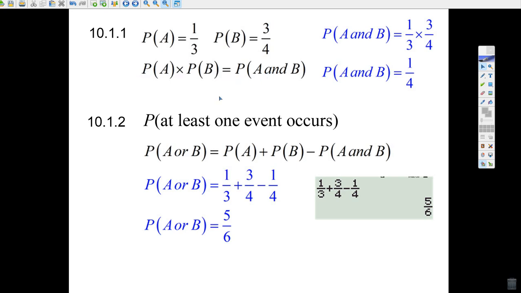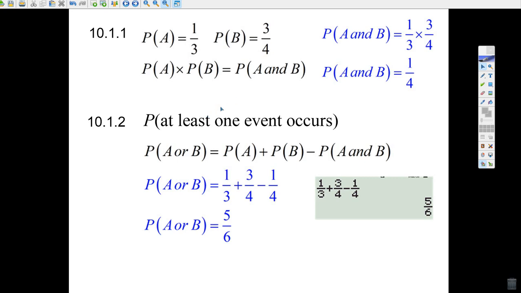And what are we supposed to do if they're independent? We're supposed to multiply the two numbers together. Because independence means the probability of A times B is the probability of their intersection, A and B. So what is the probability of A and B? It's 1/3 times 3/4. The 3's cancel. It's 1/4. Gee, if you know to write down the formula, it's pretty easy.